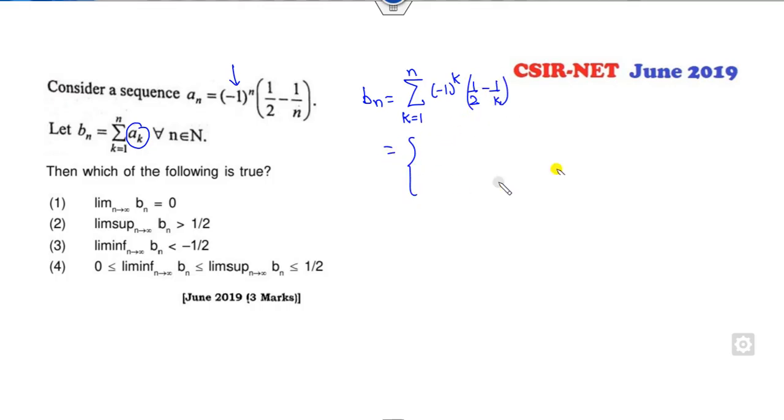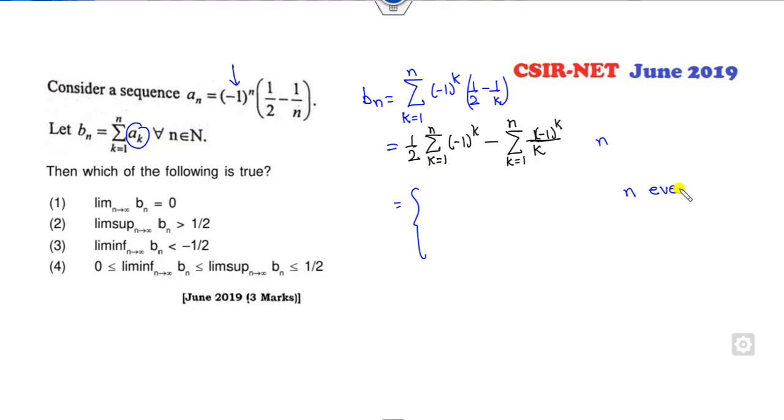Then I can take two cases. Firstly, a little bit more calculation. I can take as common, half is outside, sum over k from 1 to n of minus 1 raised to power k, minus is outside, 1 over k, k varies from 1 to n, minus 1 raised to power k. Fine. Now I can take the two cases, when n is even and when n is odd.